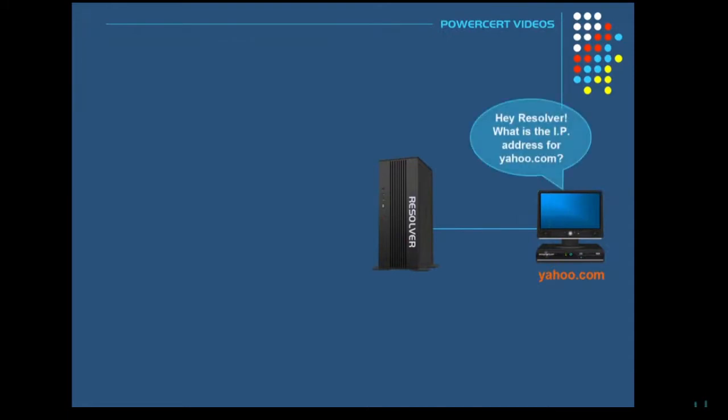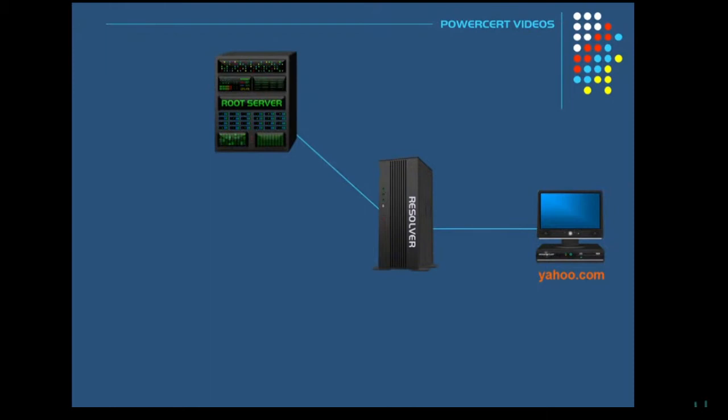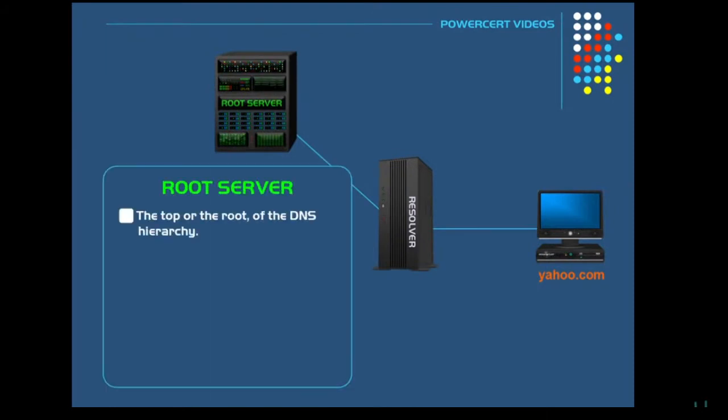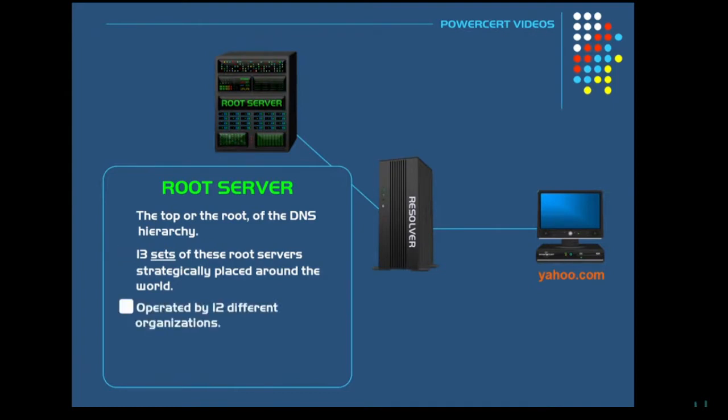To break this down into further detail, let's examine the steps that DNS takes. When you type in yahoo.com in your web browser, if your web browser or operating system can't find the IP address in its own cache memory, it will send a query to the next level, called the resolver server. The resolver server is basically your ISP, or Internet Service Provider. When the resolver receives the query, it will check its own cache memory to find an IP address for yahoo.com, and if it can't find it, it will send the query to the next level, which is the root server. The root servers are the top, or the root, of a DNS hierarchy. There are 13 sets of these root servers, strategically placed around the world, and they are operated by 12 different organizations.